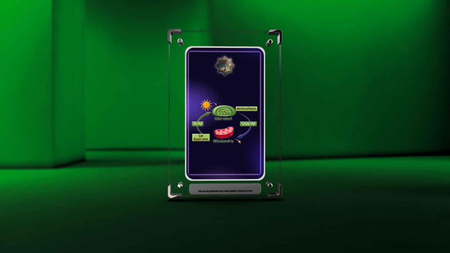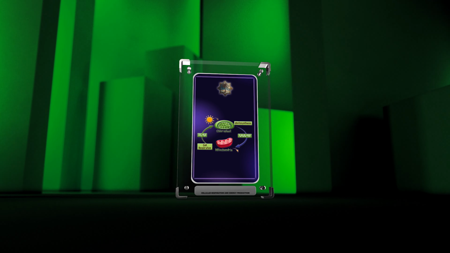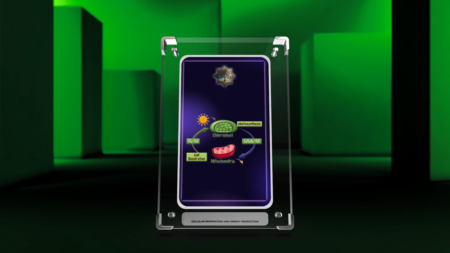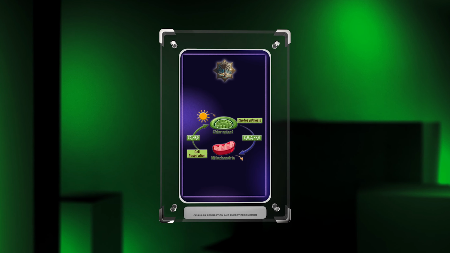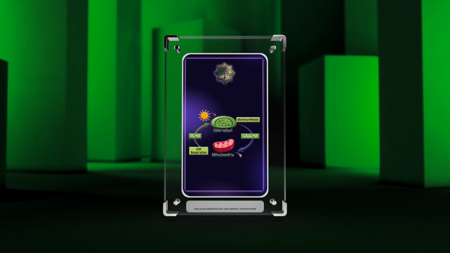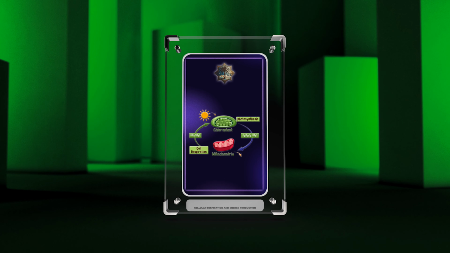Introduction. Welcome to today's lecture on cellular respiration. In this session, we will explore the intricate processes that occur within cells to generate energy. Cellular respiration is a fundamental process that allows organisms to convert nutrients into usable energy. We will delve into the various steps and components involved in this highly regulated and efficient process. So, let's begin our journey into the fascinating world of cellular respiration.